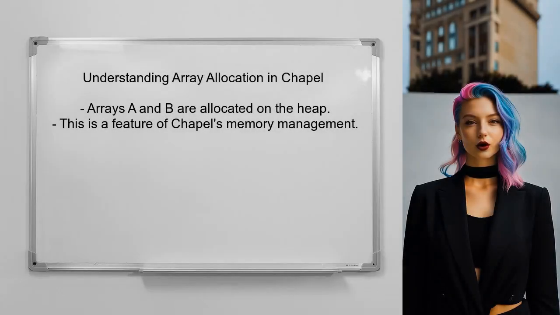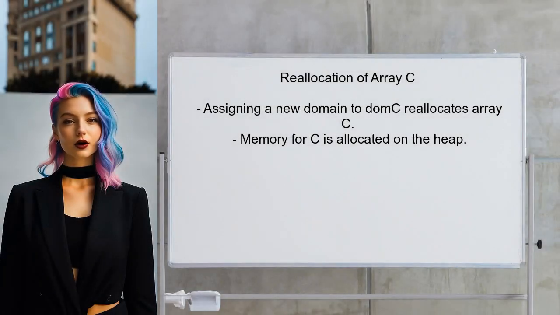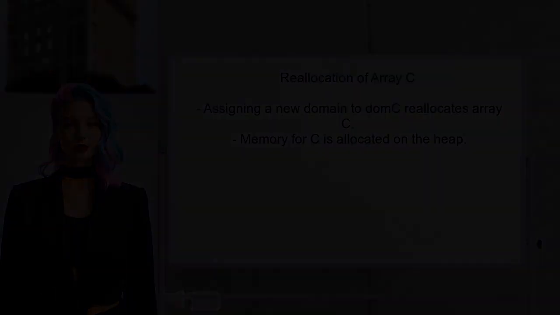To address the user's question about array allocation in Chapel, we first need to clarify that when the user declares arrays like A and B, they are indeed allocated on the heap. This is a key feature of Chapel's memory management. Next, when the user assigns a new domain to the variable dom_c, this action effectively reallocates the array C. The memory for C is also allocated on the heap, allowing for dynamic resizing.